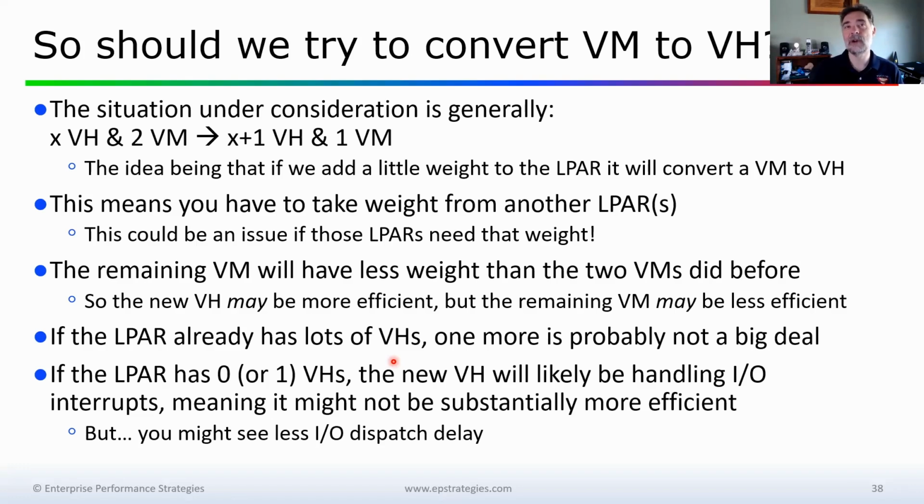So if an IO interrupt comes in and that processor that's supposed to handle the IO interrupts is not dispatched to the LPAR, well, the LPAR is not going to get that IO interrupt until that processor gets dispatched to the LPAR. So having the vertical highs there to handle the IO interrupts means that you can see potentially less IO dispatch delay, which is that delay time from when the IO actually completed and the LPAR actually got to process that IO.